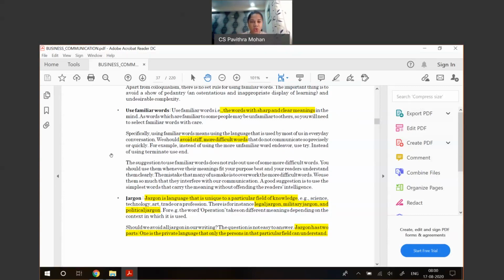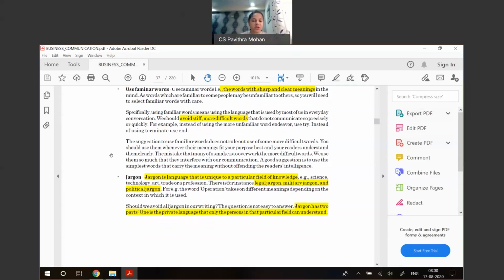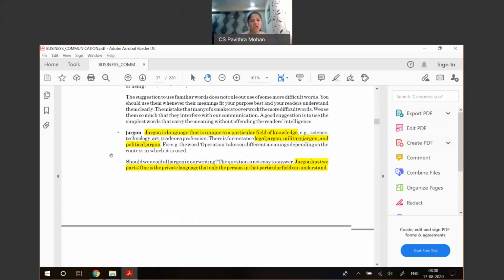So kindly know these particular things, whether it is accepted in the place where I'm living. If everybody knows that, then we can go ahead and use these words. Then you have the next concept, that is jargons. So what are jargons? Jargons are nothing but words which are used in a particular industry. So let's say in CS we will use something called BOD. In CS, BOD means board of directors.